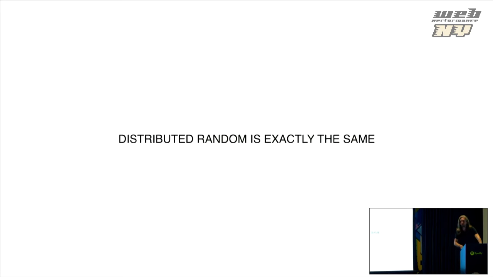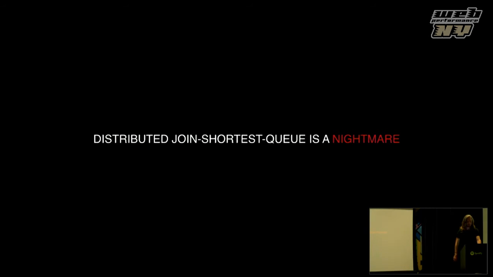So if you're doing random, it's exactly the same. You just run random on all your load balancers, and it is identical to exactly what you were doing before. However, if you are doing join shortest queue, it is a goddamn nightmare. If anybody here has worked in distributed systems before, you can probably figure out why this is. That's because as soon as you have state that you're trying to keep in sync across multiple servers, it becomes very, very difficult. And servers start acting on outdated information and things start to go haywire, and that's exactly what we can see here.